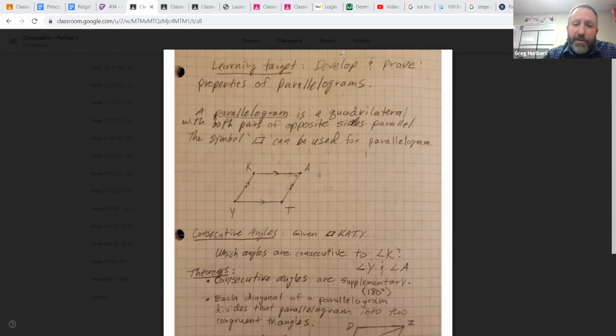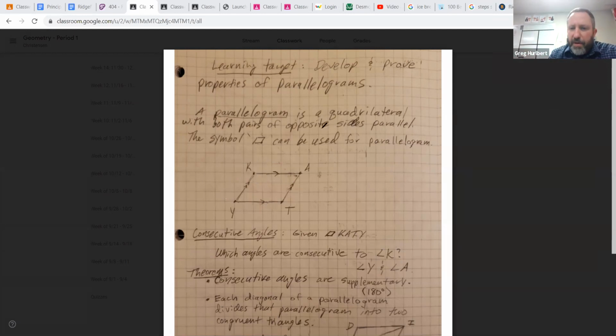Okay, consecutive angles. If we're starting out with angle K, so for instance, in this little question here, to help us identify consecutive angles, they will want to know which angles are consecutive to angle K. So right here's angle K in the diagram. If you go clockwise, the next consecutive angle to K would be angle A over here. And if you go counterclockwise, the next consecutive angle to K would be angle Y right there. So that's listed here in the notes.